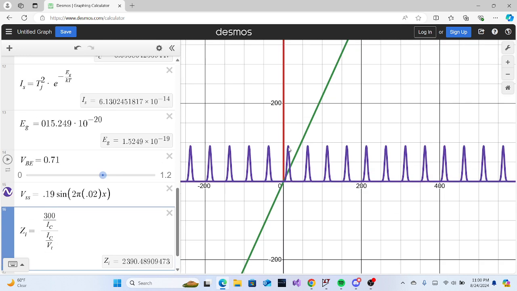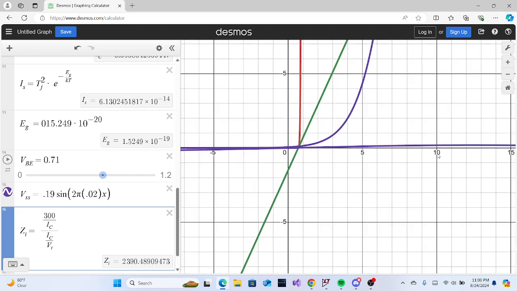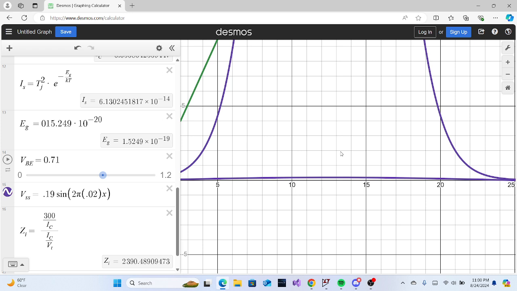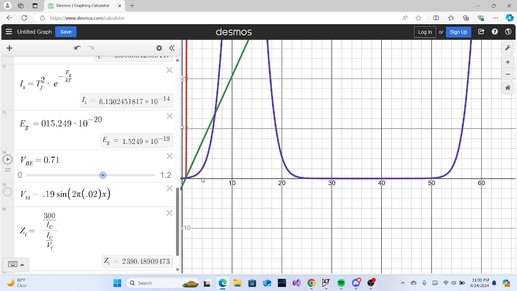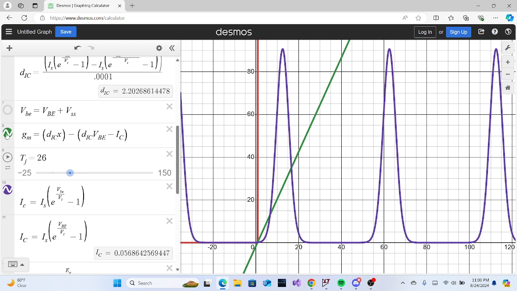There's VSS. It's very small, but it is a sound wave. Okay, let's take this GM out. It's distracting me.